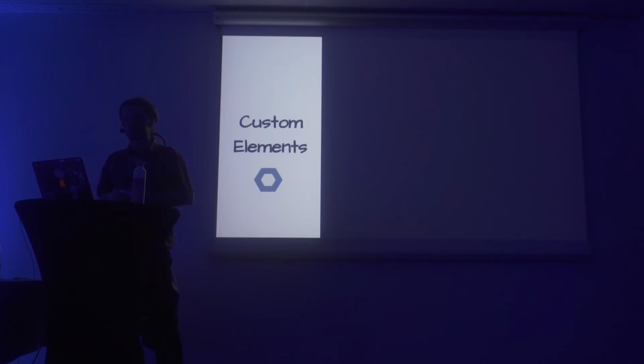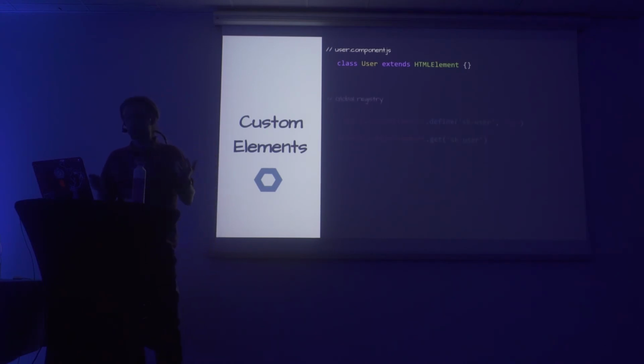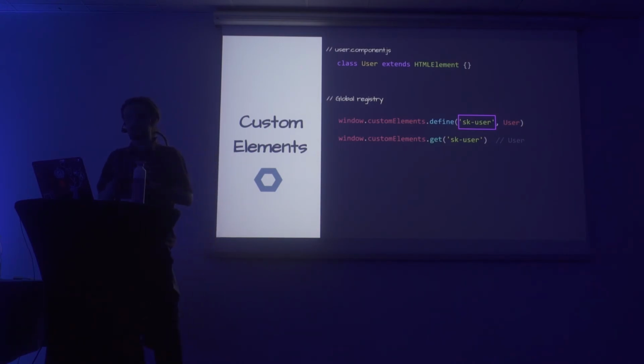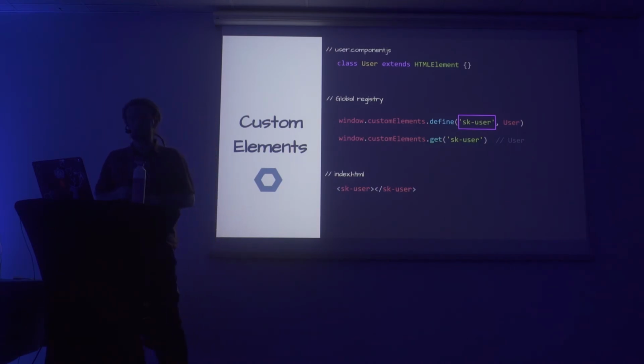So custom elements, basic building block. How do you create a custom element? It's just a class which extends from HTMLElement. Then you have to define it to the global registry with a unique name, okay? And this name needs to follow this format, like prefix, dash, and name of your element. It's very important. And last but not least, if you do this, you already teach the browser new tricks and you can use declaratively the element within your HTML.